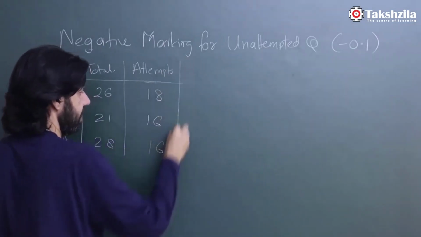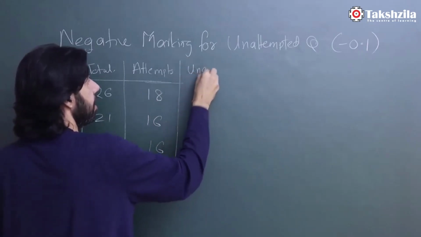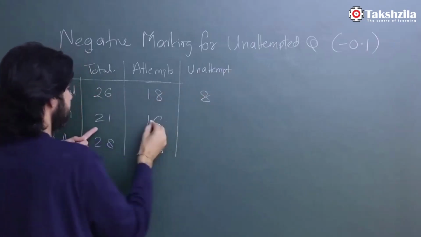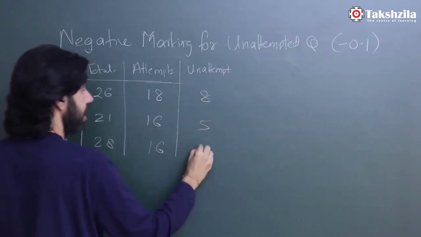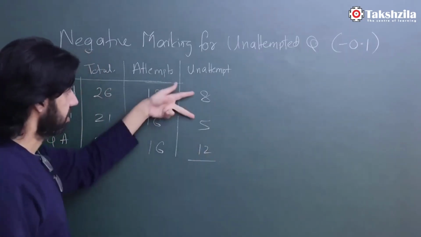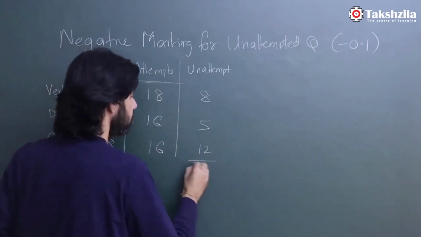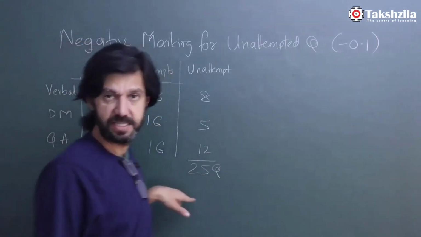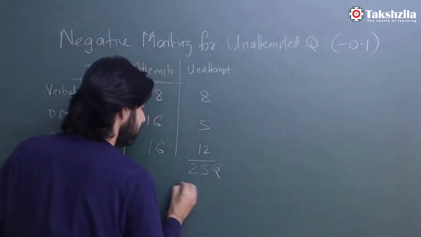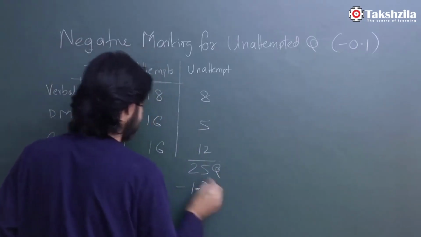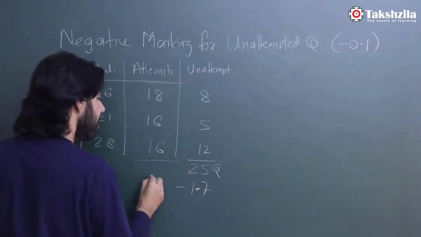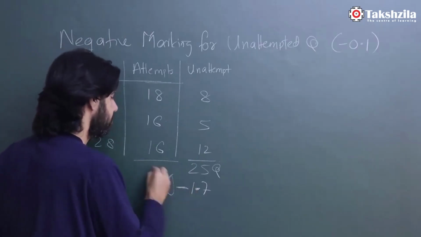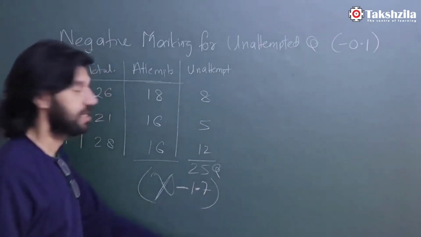So let's look at the unattempted. In the unattempted, you'll have 18, 8 unattempted, here 5 unattempted, 12 unattempted, total marks 13, 12, 25. So 25 questions. 8 of them will not be penalized, 17 will be penalized at this rate, so you'll get minus 1.7. Here, whatever you have attempted, you'll get some marks based upon your accuracy or so on, and you'll get a minus 1.7 marks. So this is what will end up.